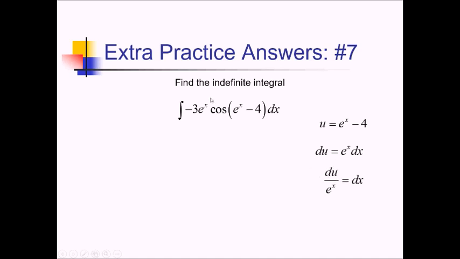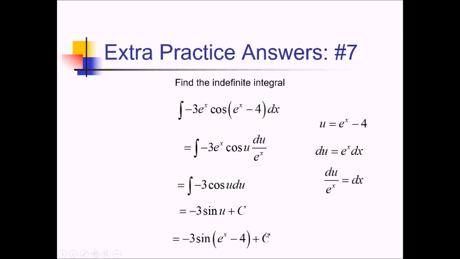Substituting back in now, we have negative 3e to the x times the cosine of just u. And then we have, instead of dx, du over e to the x. The e to the x's are going to cancel. This is just negative 3 cosine of u du. Antiderivative of cosine is sine. So this is then going to be negative 3 sine of u plus c. And then replacing u with the original e to the x minus 4, we have negative 3 sine parentheses e to the x minus 4 plus c as our final answer.